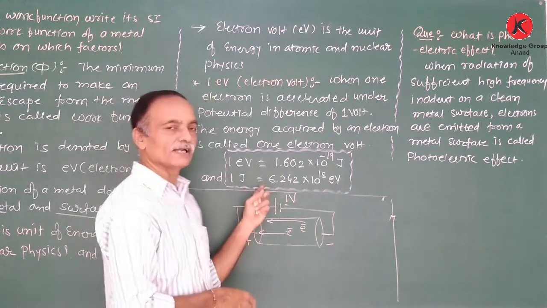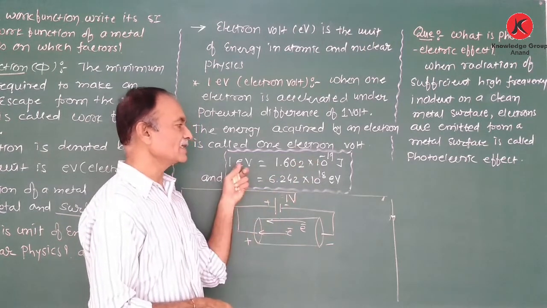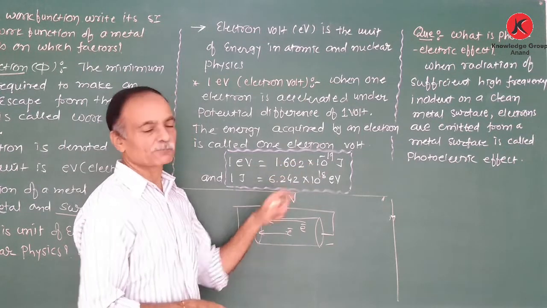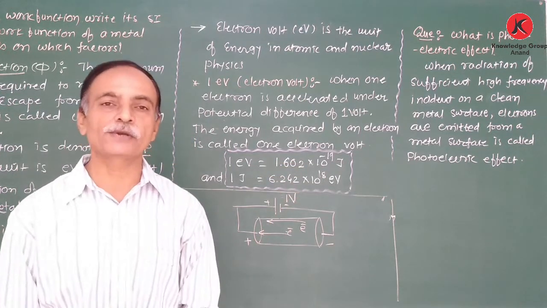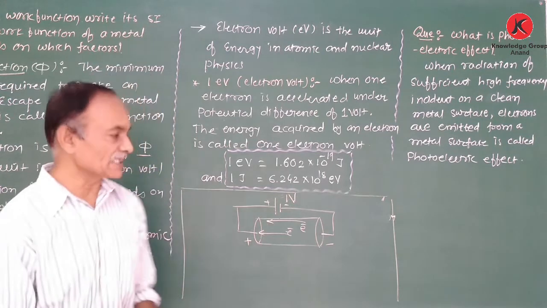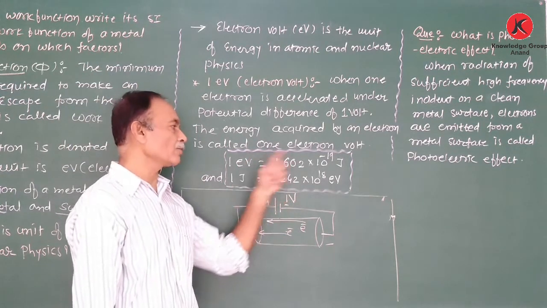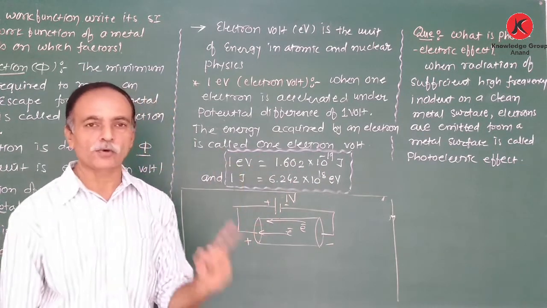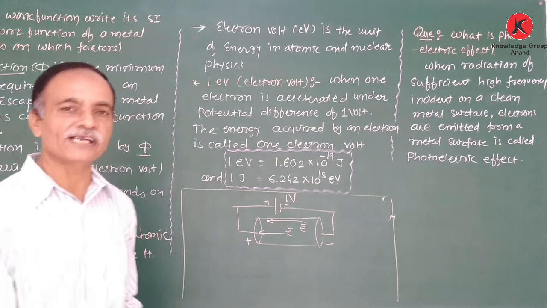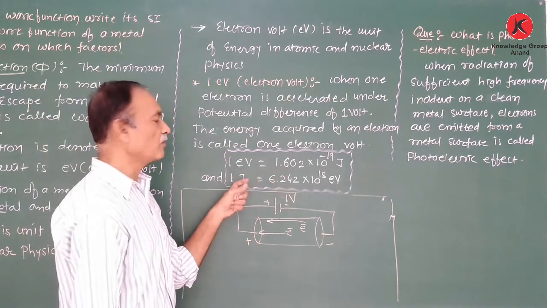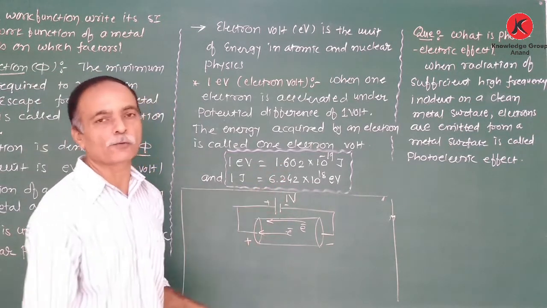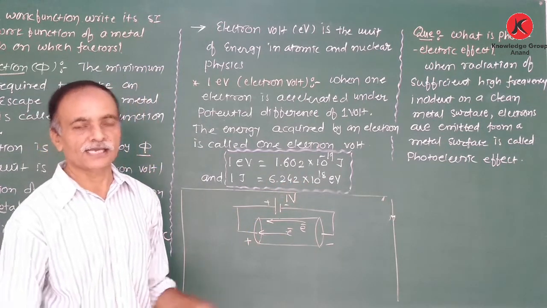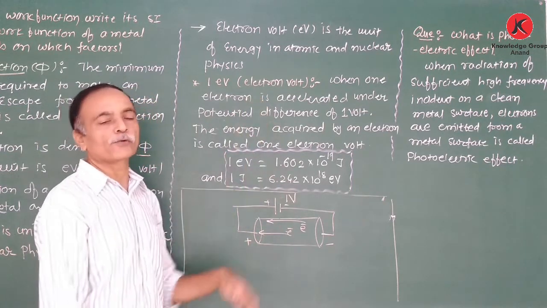And 1 joule is equal to 1 divided by this value, so 6.242 × 10^18 electron volt. So there is a mutual conversion between electron volt and joule. 1 electron volt is equal to 1.602 × 10^-19 joule, and 1 joule is equal to 6.242 × 10^18 electron volt. Clear this?